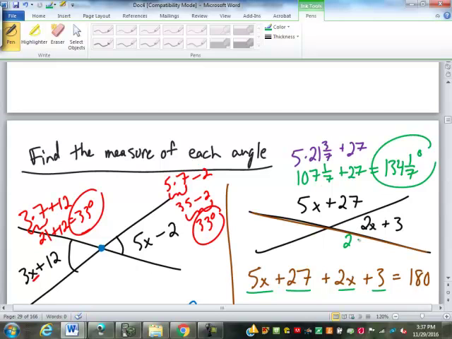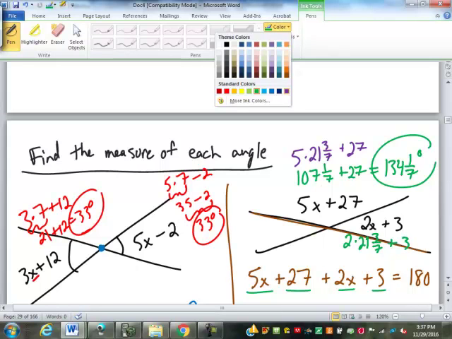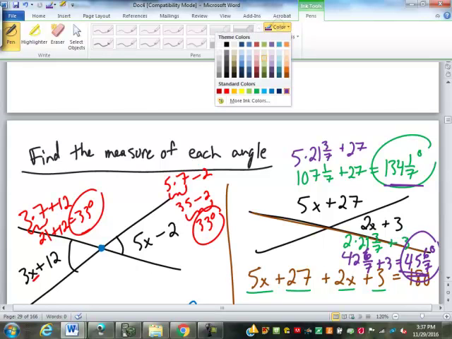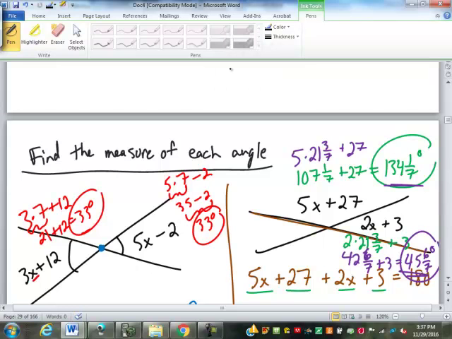2x, so it becomes 2 times 21 3/7 plus 3. 2 times 21 3/7 is 42 6/7, I should say. Plus 3 is 45 6/7 degrees. Those two do add up to 180 if you add them up. Not the most pleasant of problems because of the fractions. It works.